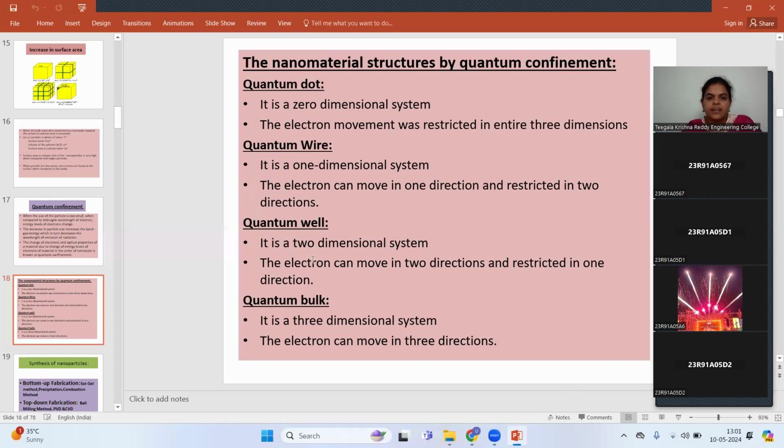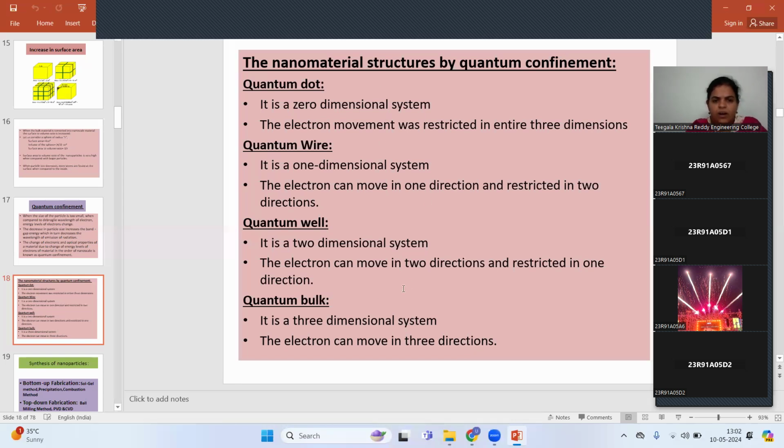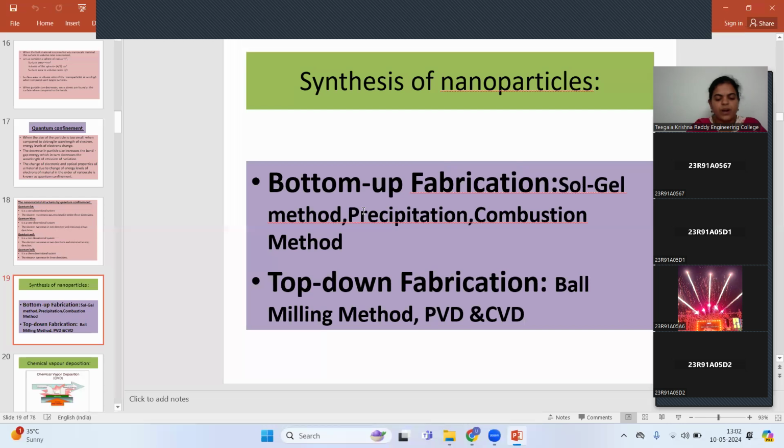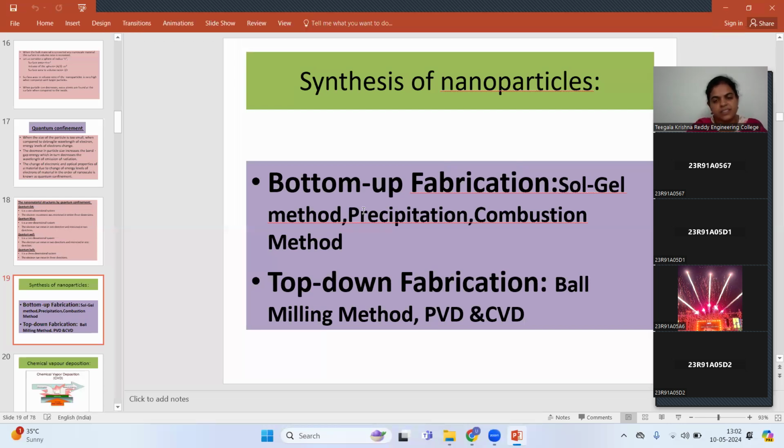And quantum well. It is a 2-dimensional system. The electron can move in 2 directions and is restricted in 1 direction. This is known as a quantum well. And quantum bulk. It is a 3-dimensional system. The electron can move in 3 directions. These are the types of quantum confinement of nanoparticles. These are the two principles of nanoparticles, that are quantum confinement and surface area to volume ratio.